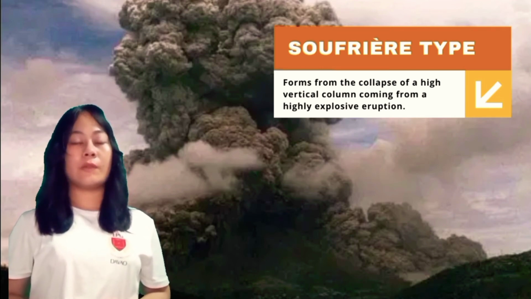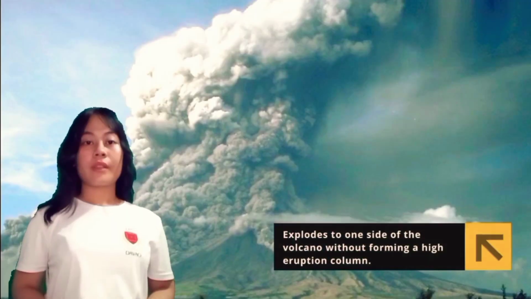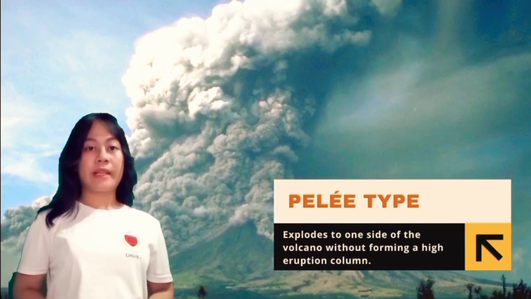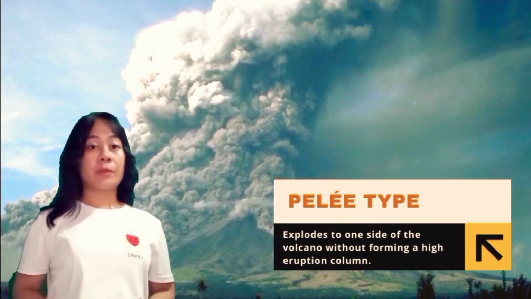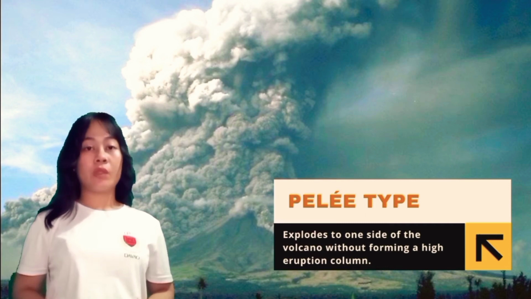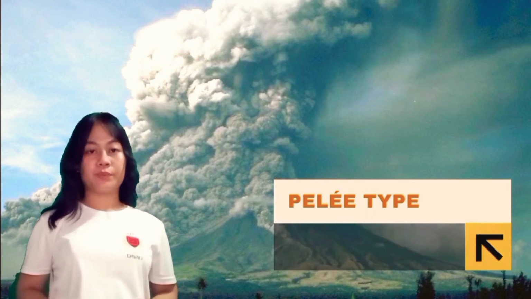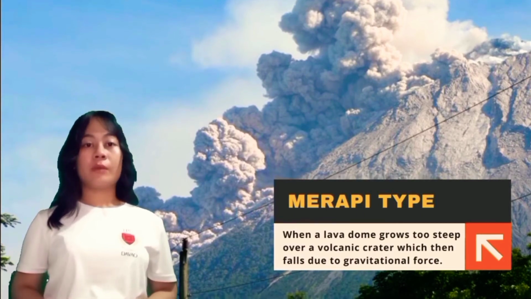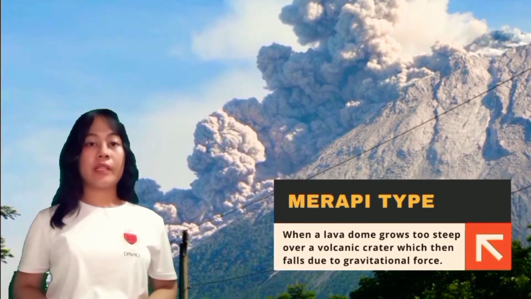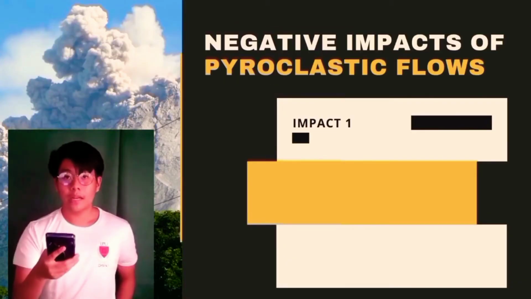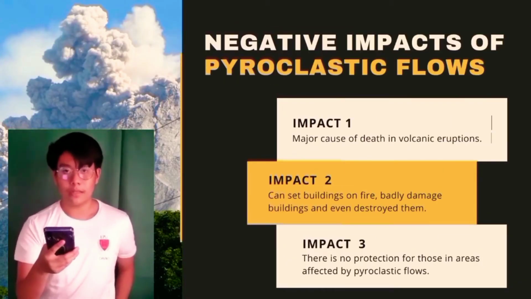along the volcano's slopes. On the other hand, the Pelée type occurs when a highly viscous lava dome blocks a volcano's opening. Pressure builds up until it can no longer be held, and the volcano explodes to one side without forming a high eruption column. Lastly, the Merapi type occurs when a lava dome grows too steep over a volcanic crater, which then falls due to gravitational force.